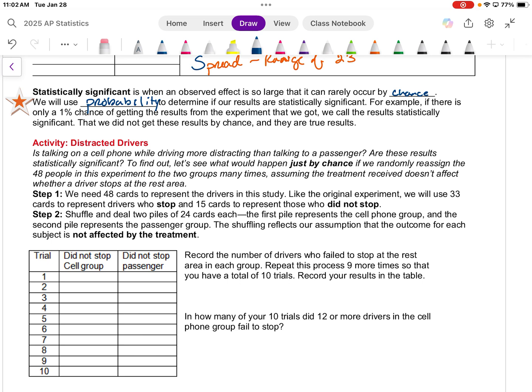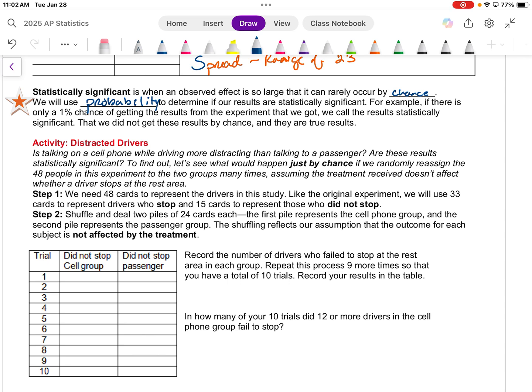All right, so what do we need? We need 48 cards to represent the drivers in the study. Like the original experiment, we will use 33 cards to represent drivers who stop and 15 cards to represent those who did not stop. Shuffle and deal 2 piles of 24 cards. The first pile represents the cell phone group, and the second pile represents the passenger group. The shuffling reflects our assumption that the outcome for each subject is not affected by the treatment. So, record the number of drivers who failed to stop at the rest area in each.